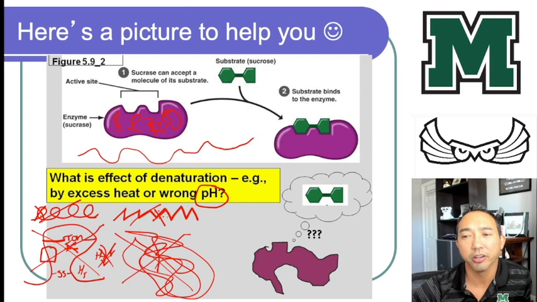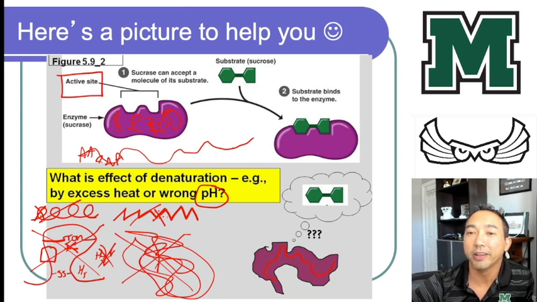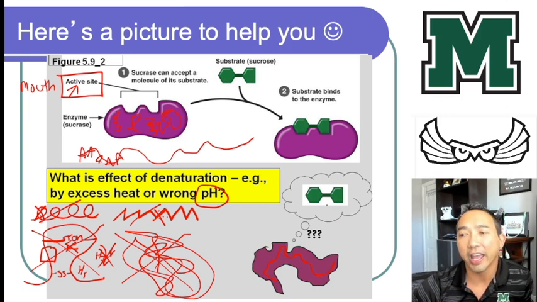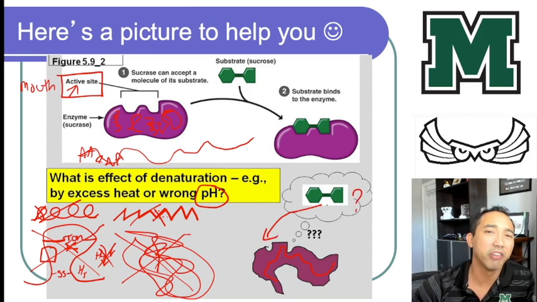Now, you notice this has no shape, it's just random amino acids in a line. Because it does that, it now changes the shape of the enzyme. If it changes the shape of the enzyme, it changes the shape of the mouth, or what you need to know, the active site. And if the active site or the mouth doesn't fit, it can't attach, rendering your enzyme not working. It's just not going to function, right?